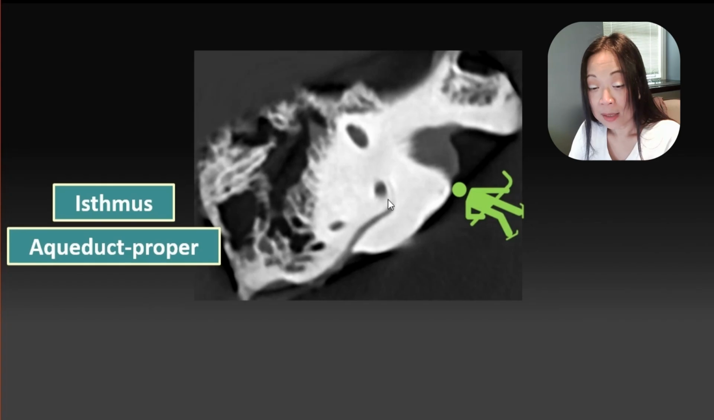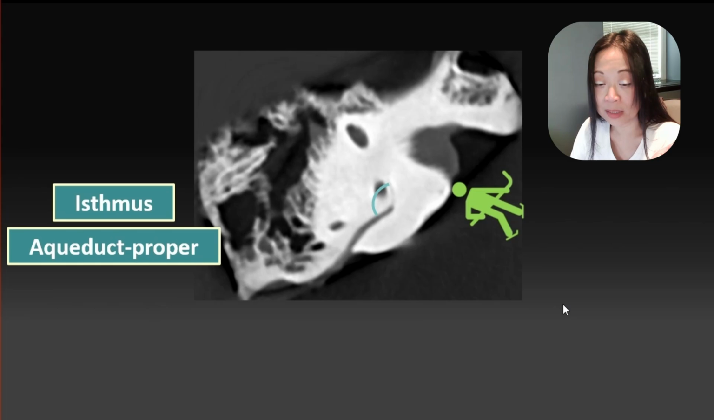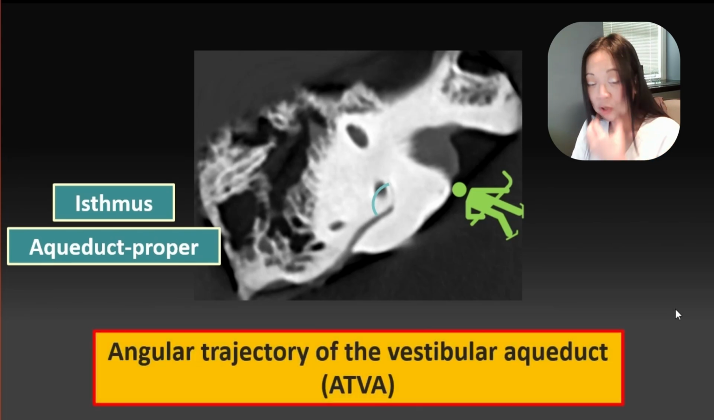So normally, that angle between the aqueduct proper and the isthmus ought to be closer to 90 degrees, right? Because it would be kind of horizontal. It makes a bend. It's close to 90 degrees, that angle. And we've coined that angle the term ATVA, angular trajectory of the vestibular aqueduct. And that's what we're measuring. So if that is closer to 90 degrees, that's normal. Fully developed endolymphatic sac underlying that. And that was shown in the paper. And to be precise about it, it's not actually close to 90 degrees. What we found is this should always be at or below 120 degrees.